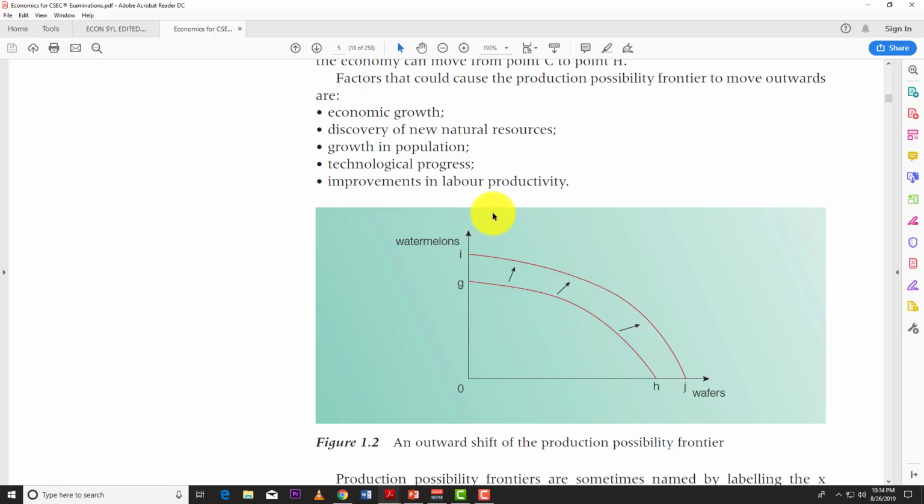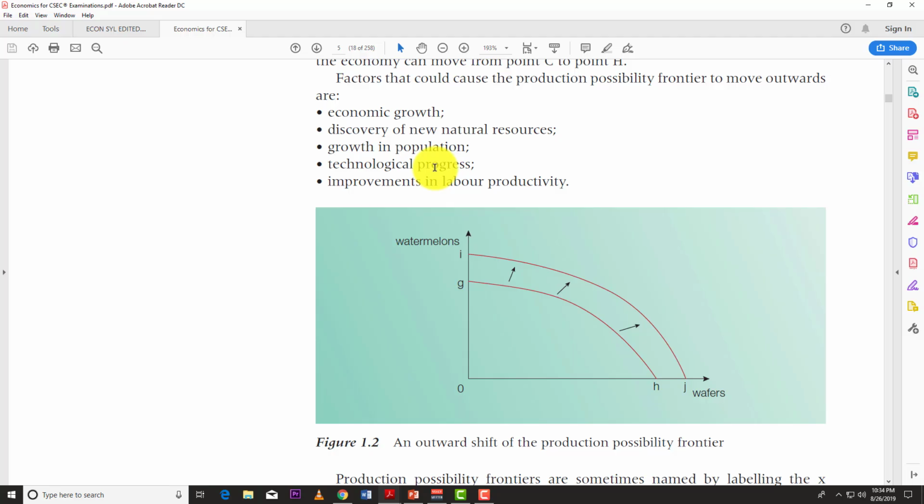Then of course, technology. Technology is always one thing that can lead to the outward shift of the production possibility curve. So if you ever see a question on CXC asking what can cause a shift in the production possibility curve outwards, the easiest answer is technology. Because technology makes people and resources more efficient.